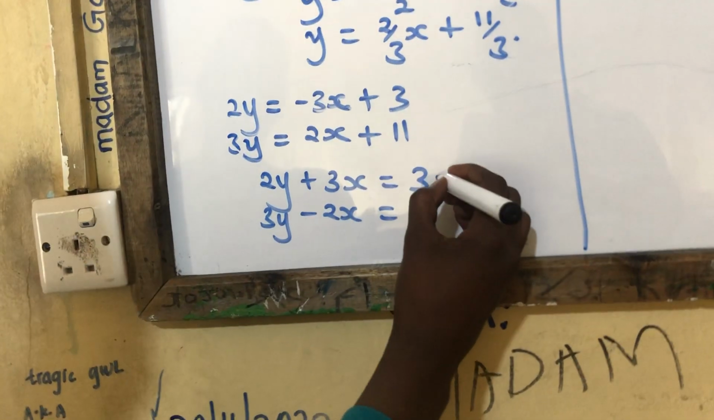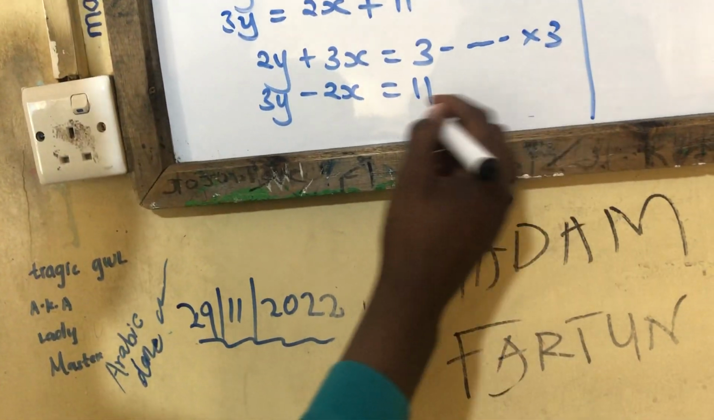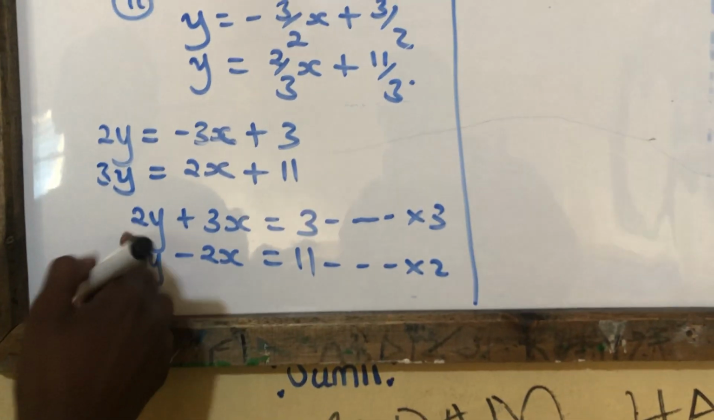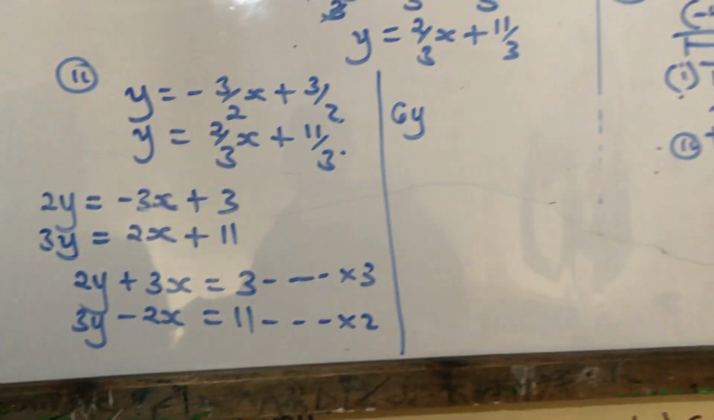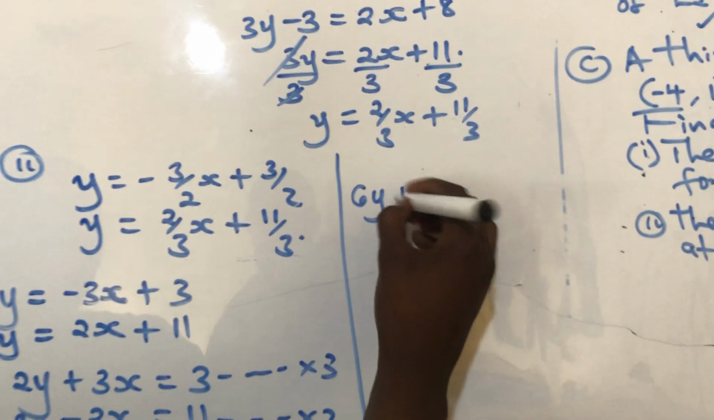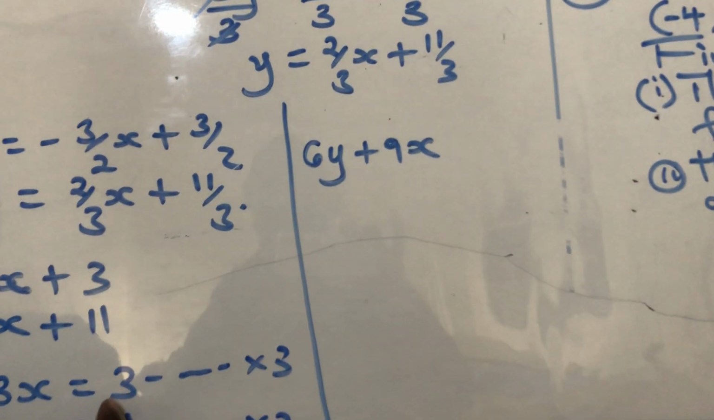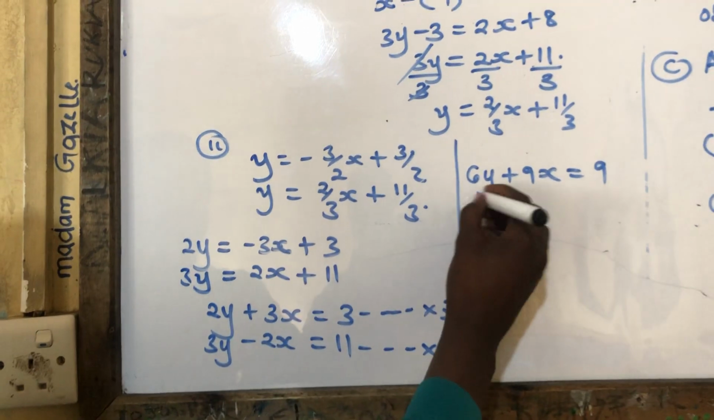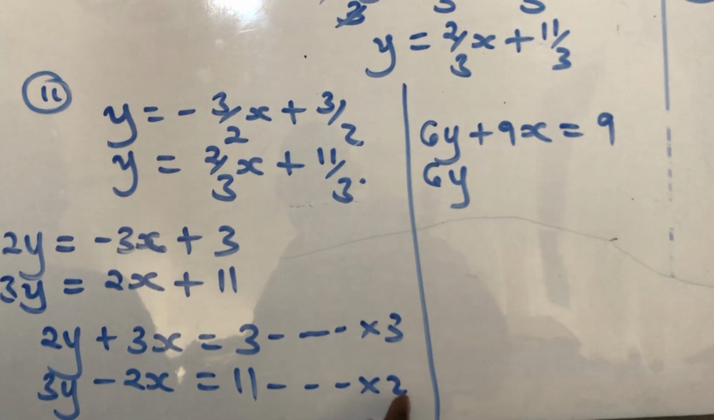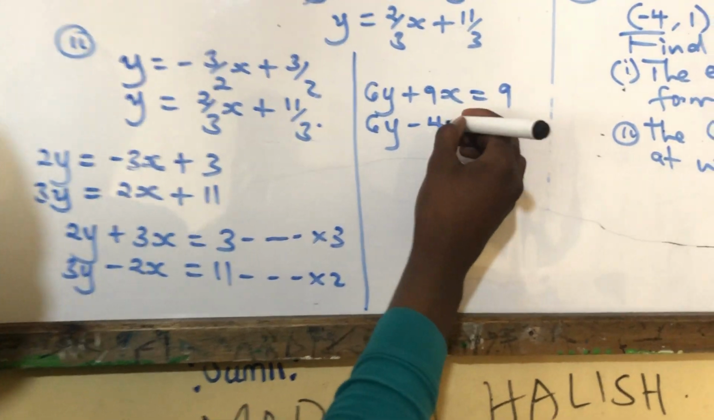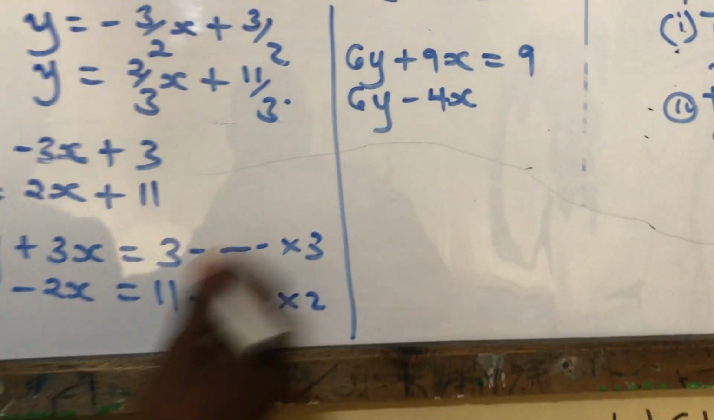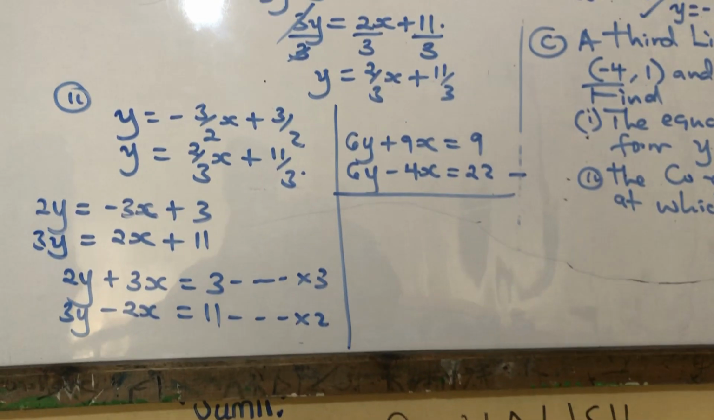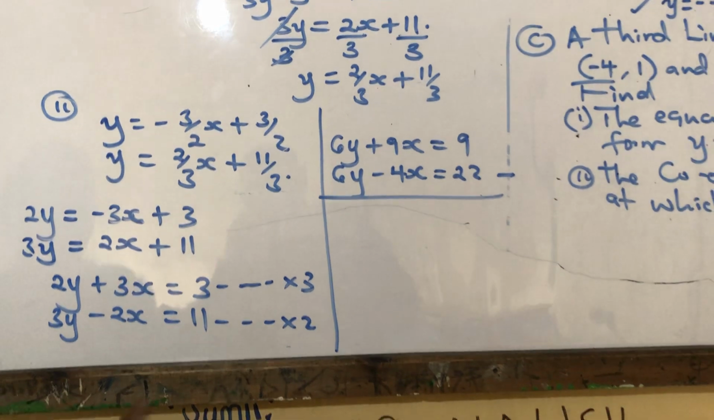How? I'll multiply the first equation by 3 and the second equation by 2. 3 times 2y should give us 6y. 3 times 3x should give us 9x. 3 times 3 should give us 9. 2 times 3y should give us 6y. 2 times 2x should give us negative 4x. And 2 times 11 should give us 22. The two equations will then be subtracted.